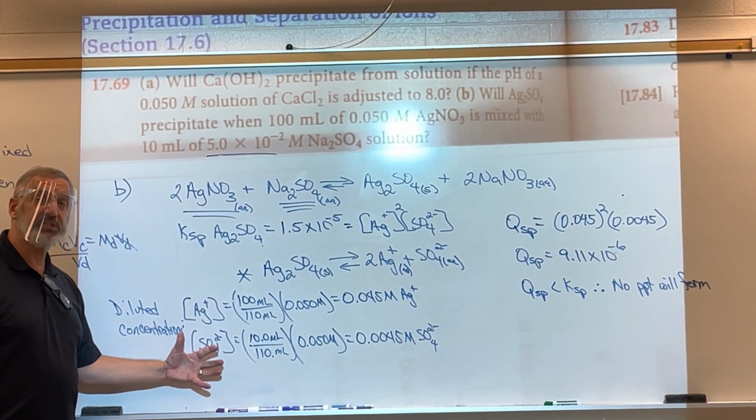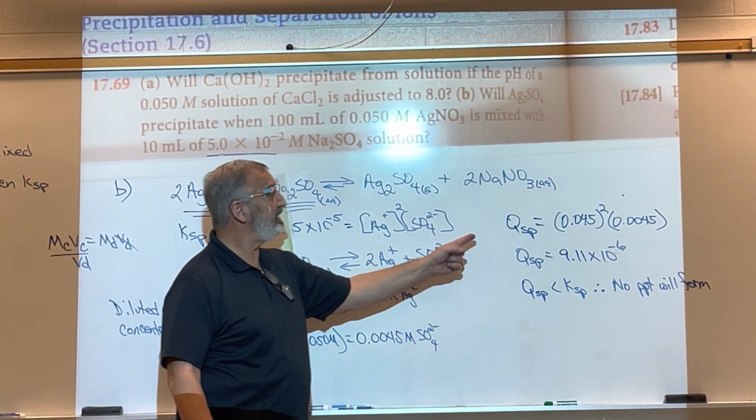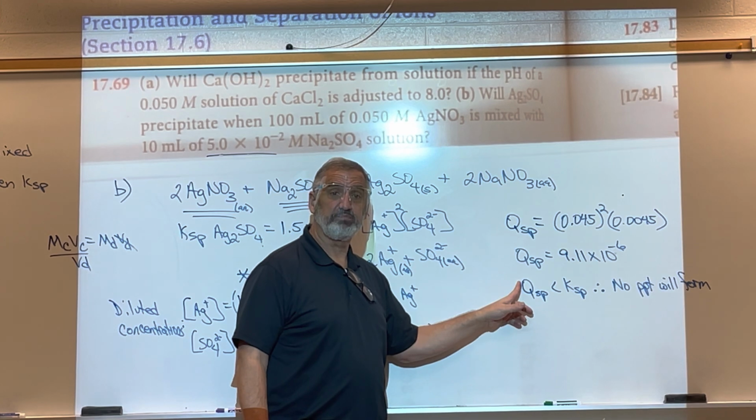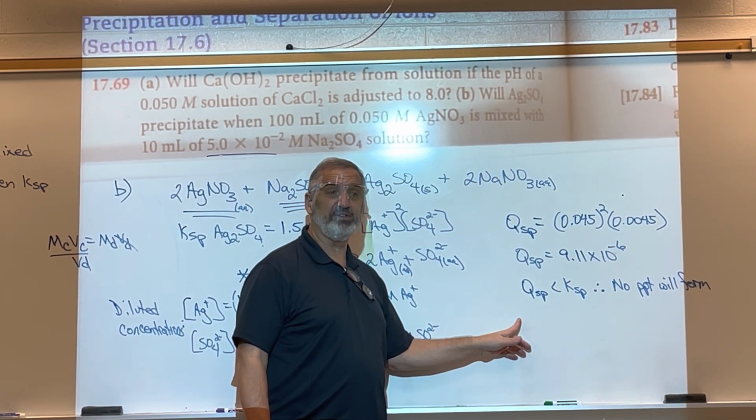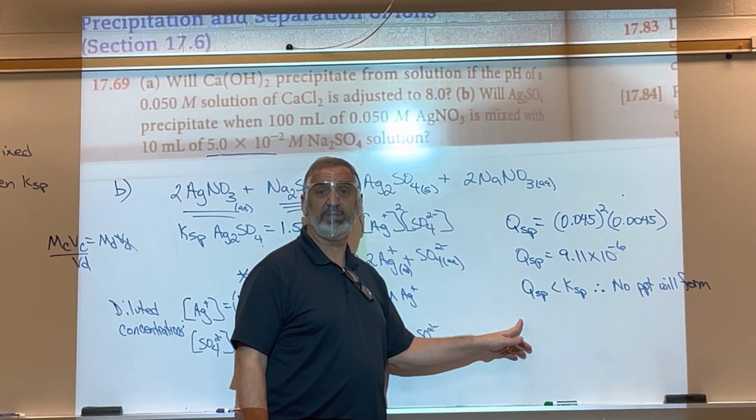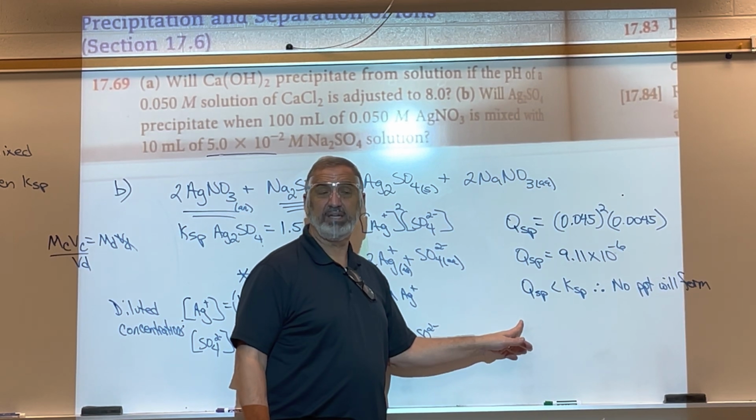Okay? So find the diluted concentrations, put them in, solve for Q, compare the value to Ksp. All right, three steps.